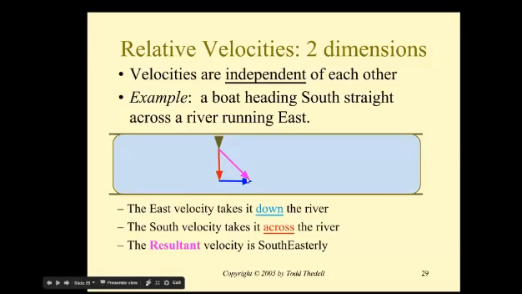So if you were standing on the shore, you would see the boat going along the purple vector. If you were sitting on the boat, then you would note the red vector. It would be as though you're going straight across. And if you were floating down the river, of course, you would note the blue vector. So this is where two velocities are acting at the same time on an object, and the result is the sum of the two, as we've added before.